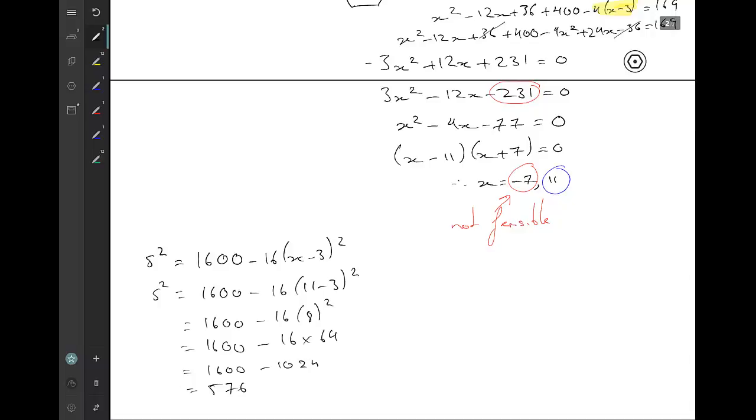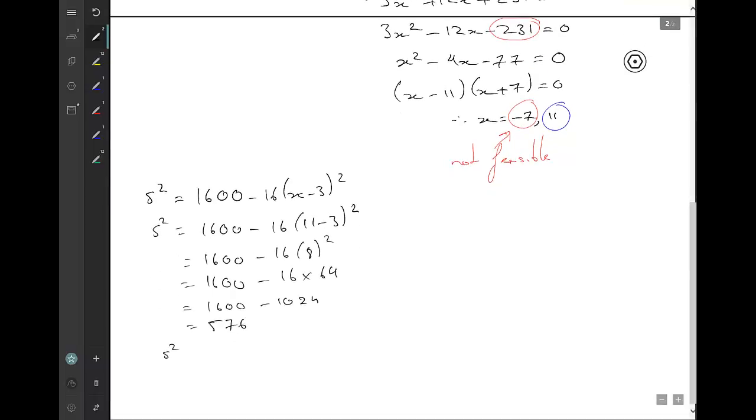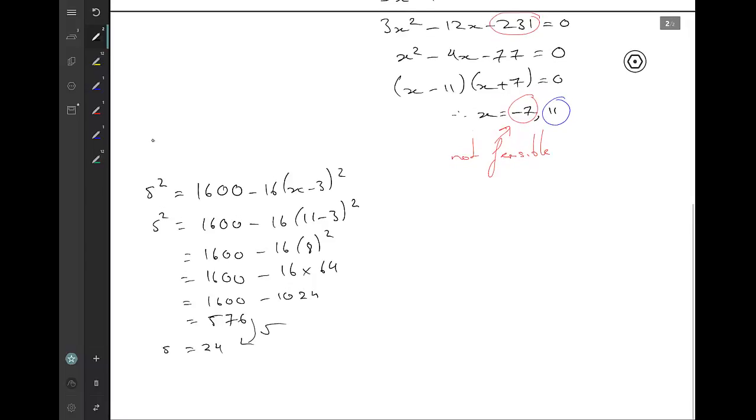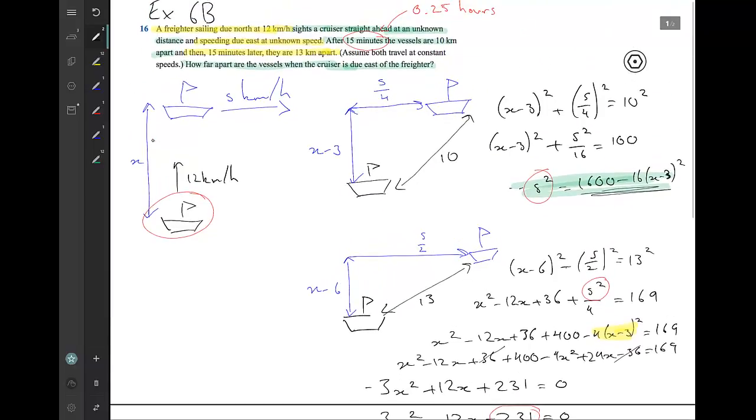Okay, so 576, the square root of that is in fact 24. So s squared equals, so s equals 24. Again, this step, the square root, you can just do on a calculator. So we have s equals 24. So that's the speed at which this cruiser is going, right? This cruiser here.